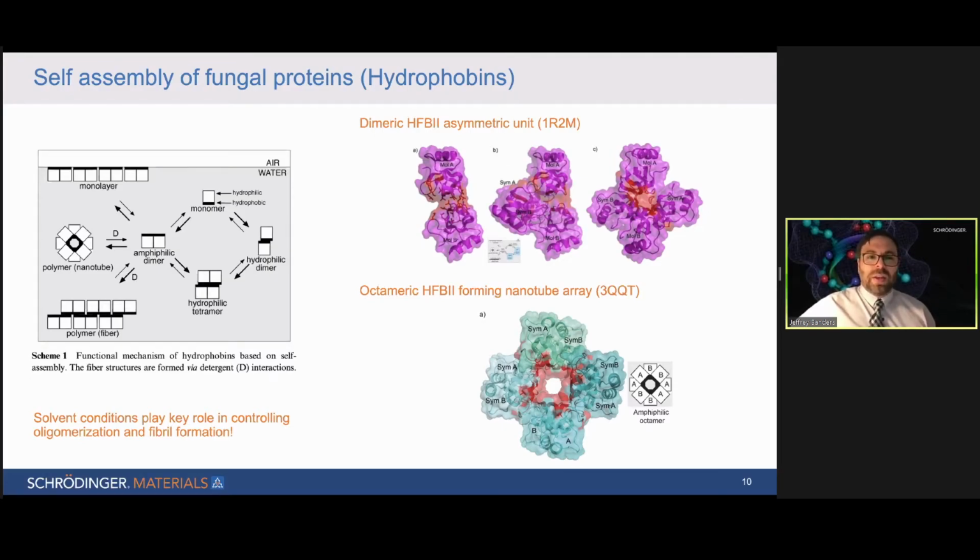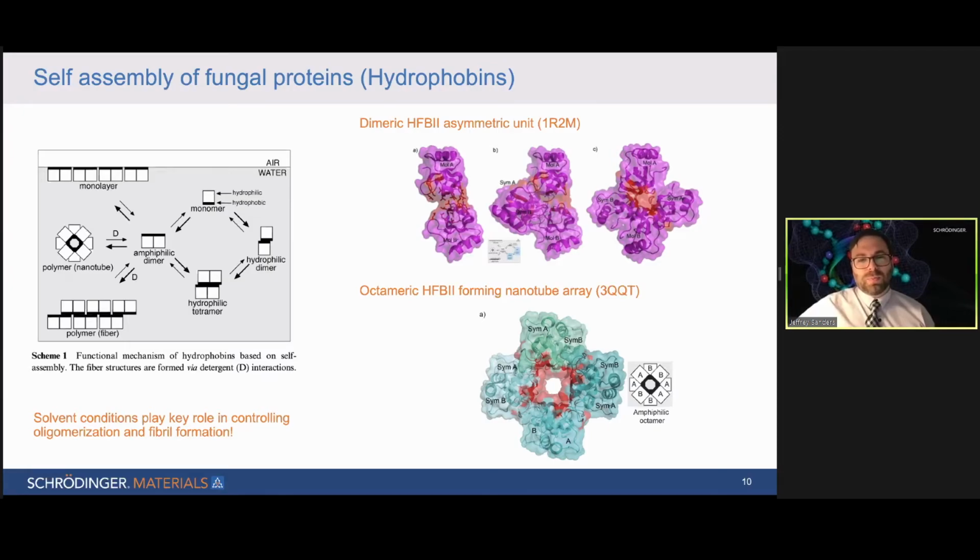You can have just a single protein molecule form dimers, tetramers. It can form a polymer, either a nanotube or a fiber, depending on the solvent conditions. And this has been studied academically for years, and is illustrated by the fact that if you crystallize the protein under different solvent conditions, it will form different asymmetric units of different space groups.